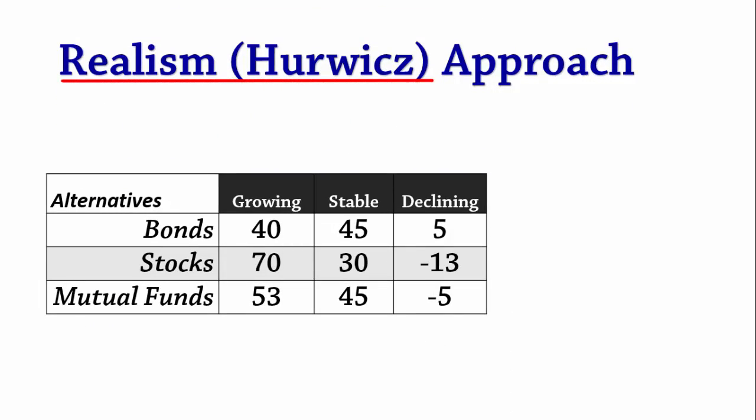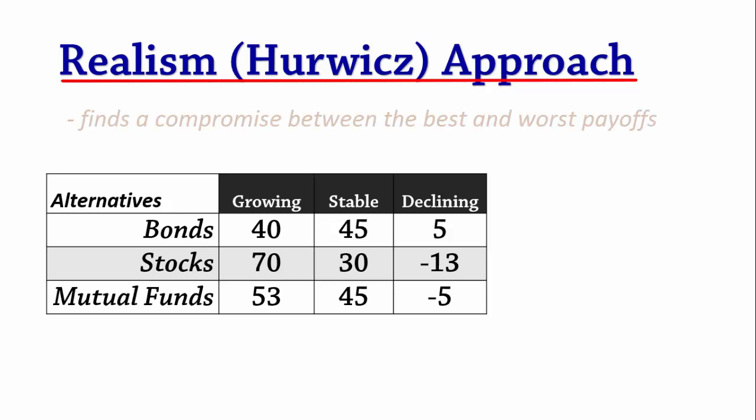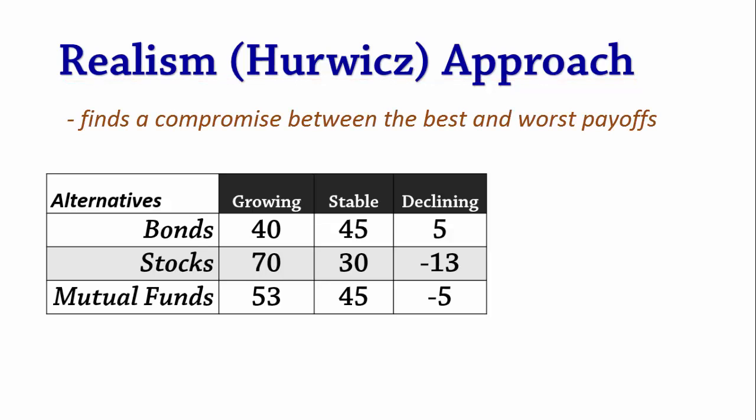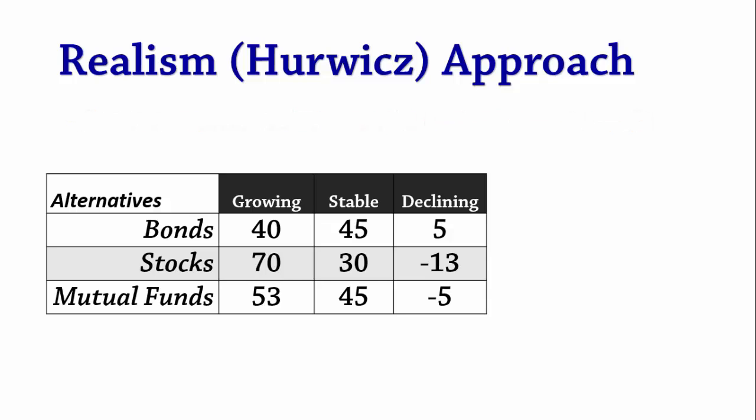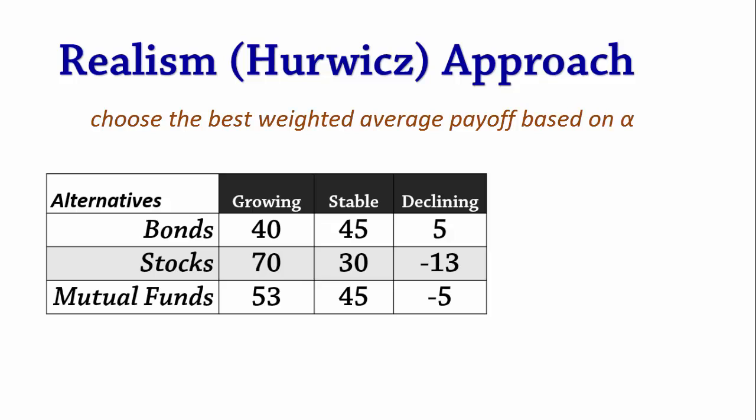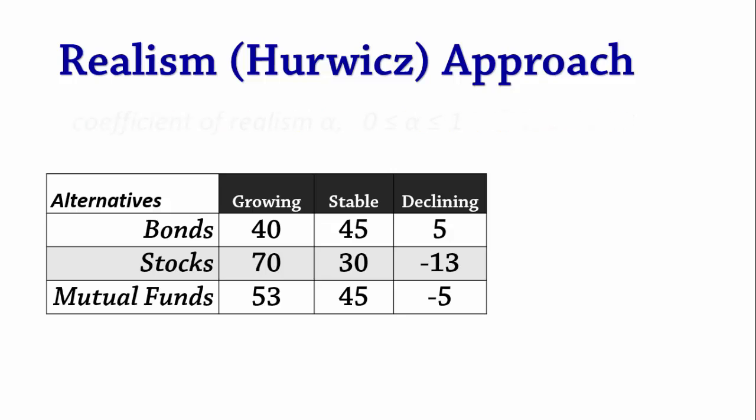The realism or Hurwicz approach. This approach finds a compromise between the best and worst payoffs. Using this approach, we choose the alternative with the best weighted average payoff based on the coefficient of realism alpha. The coefficient of realism alpha is a value between 0 and 1 determined by the decision maker.